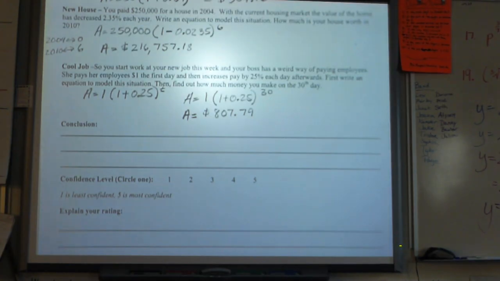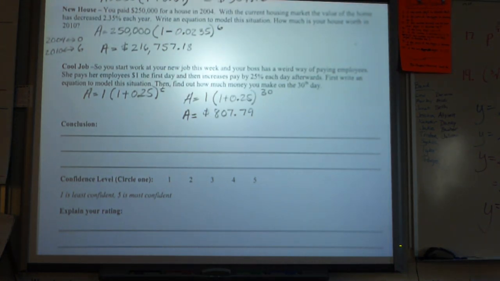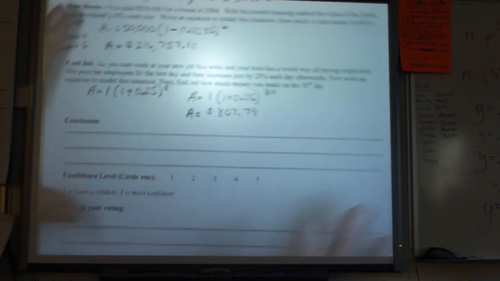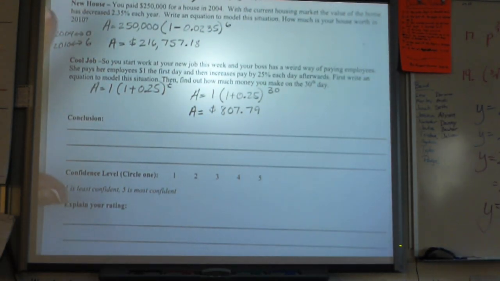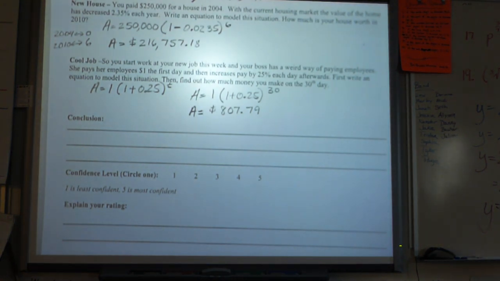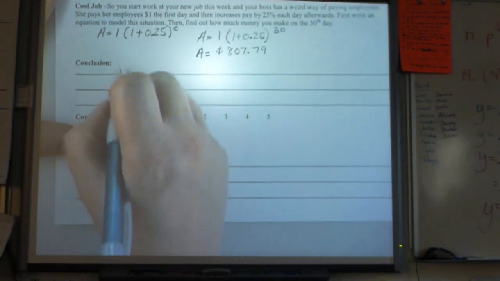So that would obviously be a very unusual way of paying people, and you'd have to have a whole lot of money to pay your salaries. Okay, so today we learned how to represent real-life situations with exponential growth and decay functions, and we also learned how to evaluate those functions.